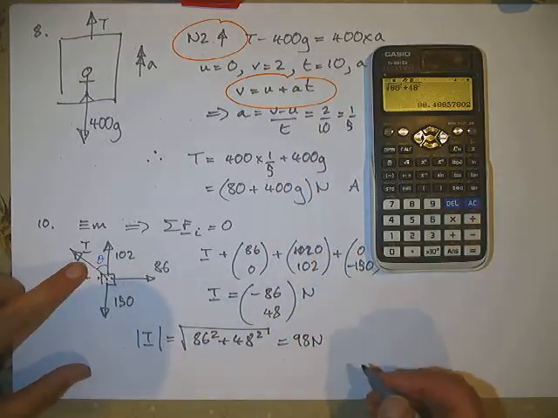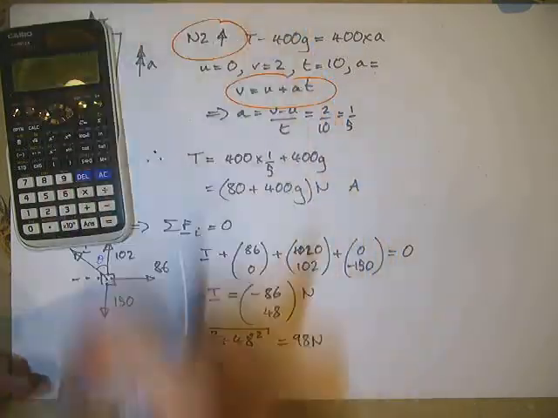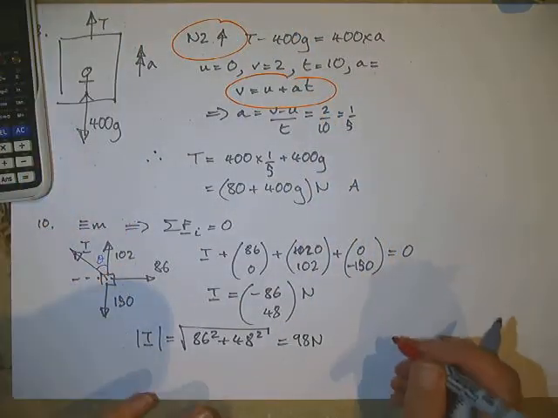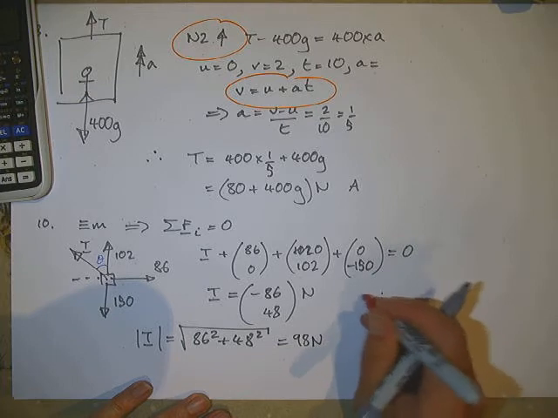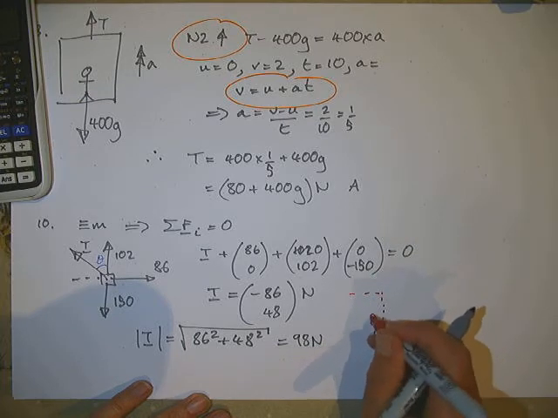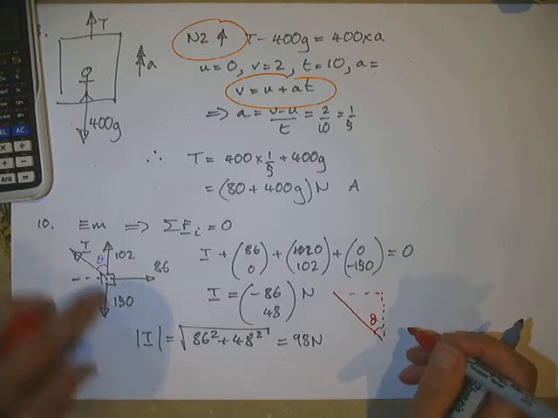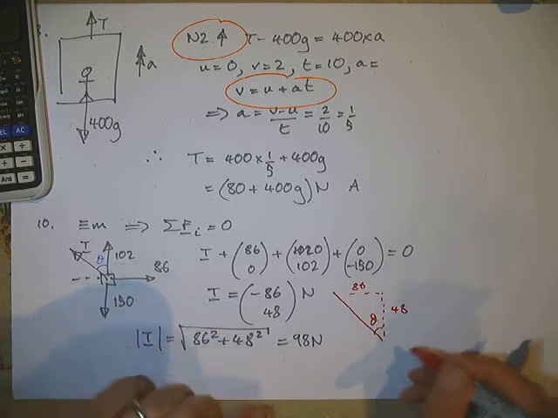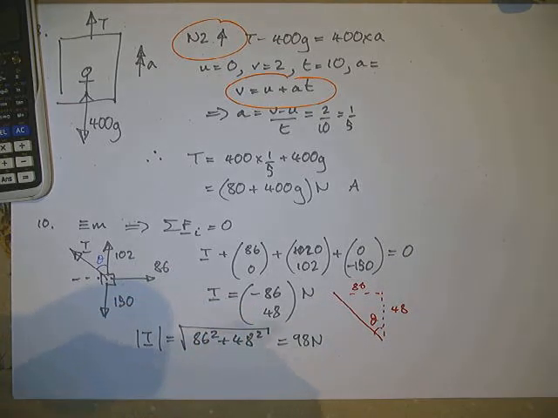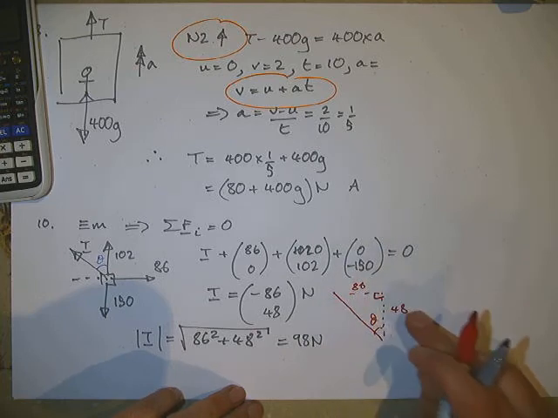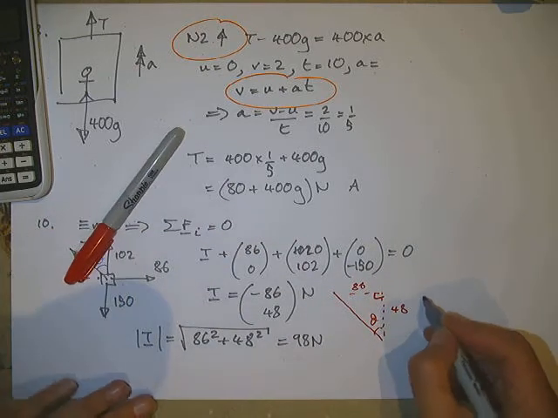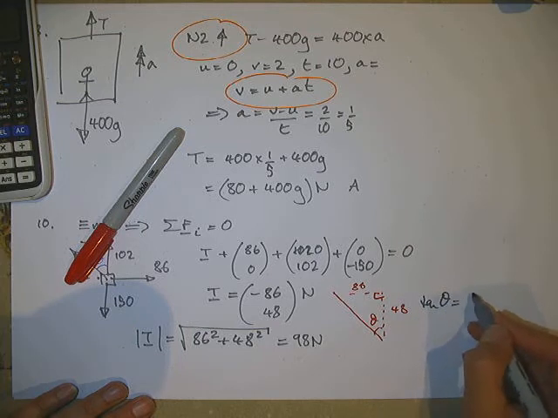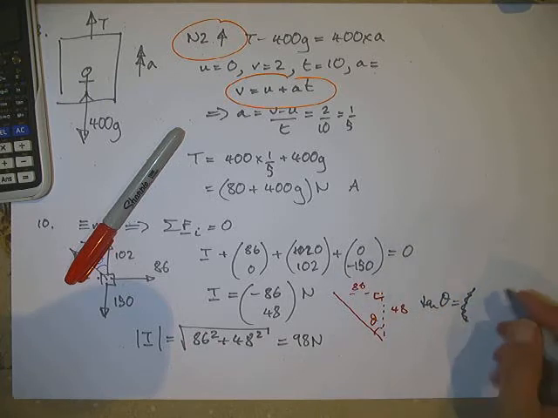Right, how are we going to find that angle there? At this point, I probably would draw a second diagram, but on the exam I wouldn't do it in a different colour because it's all going to be in the same colour. So we want this angle with a force which is 86 in that direction and 48 up. Okay, so your SOHCAHTOA, opposite side, adjacent side, tan theta is opposite over adjacent.